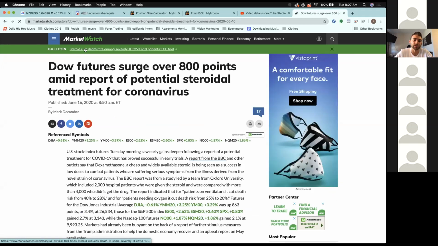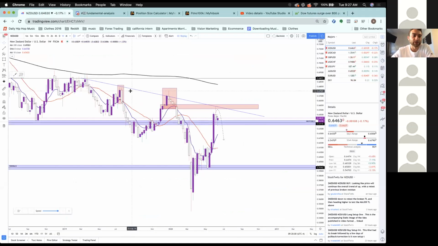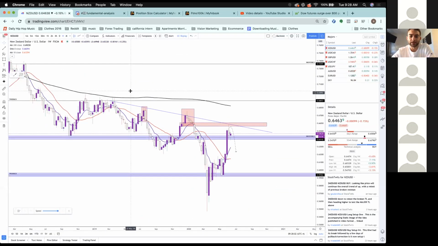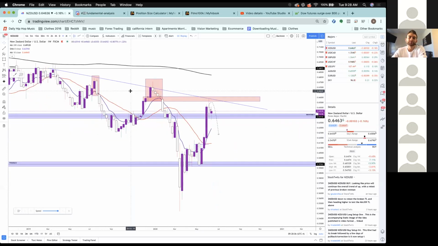So steroid cuts death rate among severely ill COVID-19 patients. Dow futures surge over 800 points, obviously. So I'm trying to keep this in mind. I'm not trying to battle against this. This is obviously a key fundamental update that's going on right now. So we have to keep that in mind. And it kind of supports, I mean, on NU, all the way on the weekly time frame.